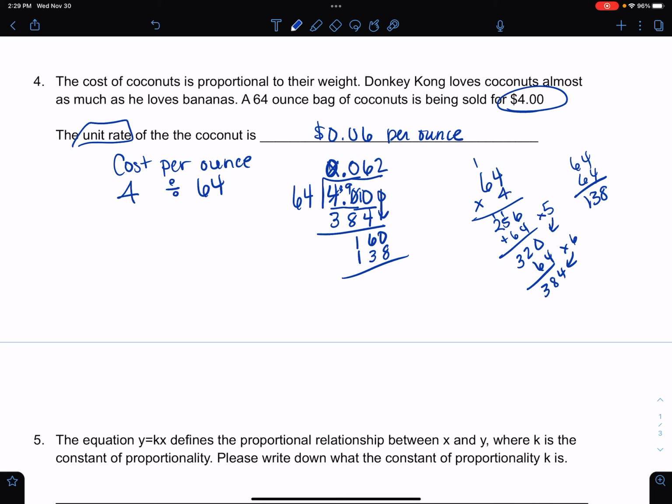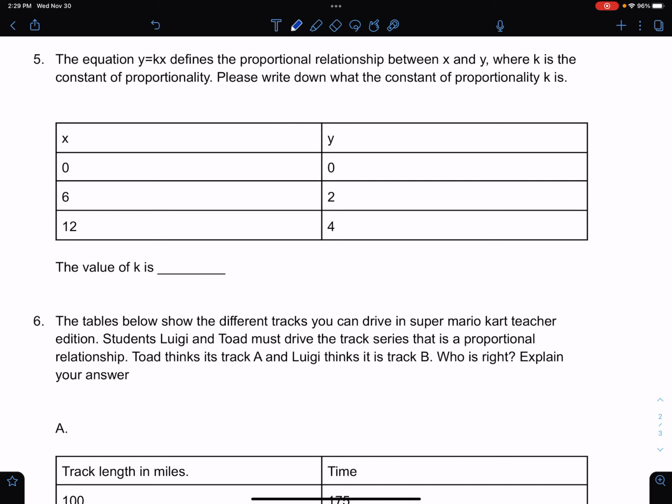Okay, I'm going to have you push pause now so that you guys can try number 5. Here is number 5. The equation y equals kx defines the proportional relationship between x and y, where k is the constant of proportionality. Please write down what the constant of proportionality k is. Okay, so this one doesn't give me any information. So k equals y over x. 0 over 0 doesn't tell me anything, but this one will.